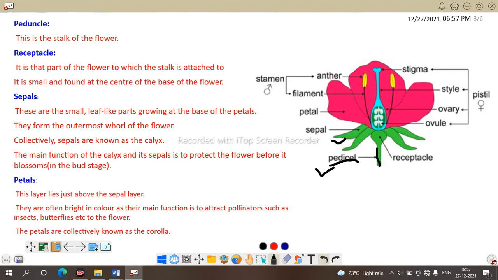Next is the petal. This layer lies just above the sepal layer, this green colored layer. Just above the green layer, these red colored petals are present. They are often bright in color as their main function is to attract pollen vectors such as insects, butterflies, bees, etc. So that the main purpose, that is reproduction, takes place inside it. So petals have the main function of attraction for the purpose of reproduction. The petals are collectively known as corolla.